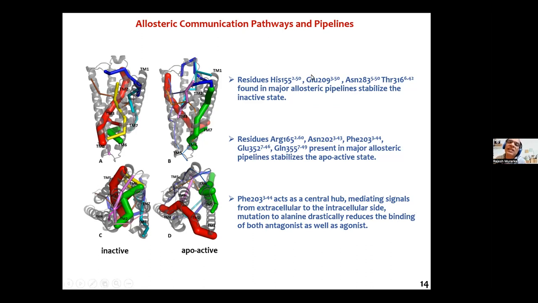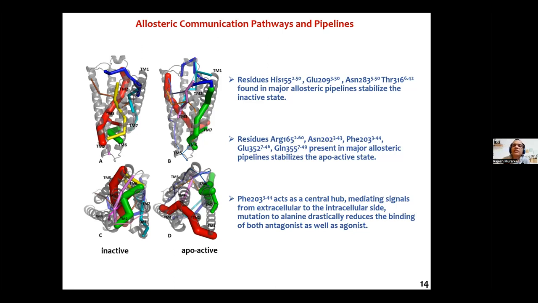So what does that mean? That means that these residues are important in stabilizing the inactive state, as people have found from the mutagenesis studies. What we found is that these residues are in the major allosteric pipelines of the inactive state of the receptor. That means indeed these residues act as allosteric hubs to stabilize the inactive state. Similarly, mutagenesis studies have found that mutating some residues promotes the activation of the receptor. Some of the residues reported in the literature are arginine 165, which I have already said forms a contact with glutamate 352, and asparagine, phenylalanine, and glutamine. If you mutate these residues, the active state of the receptor is more preferred.